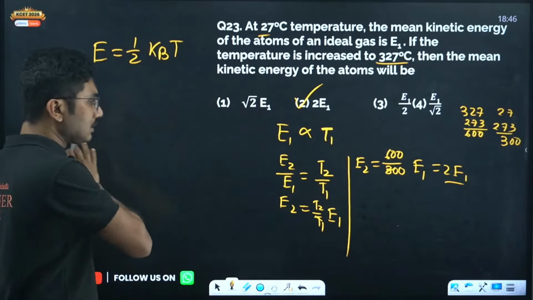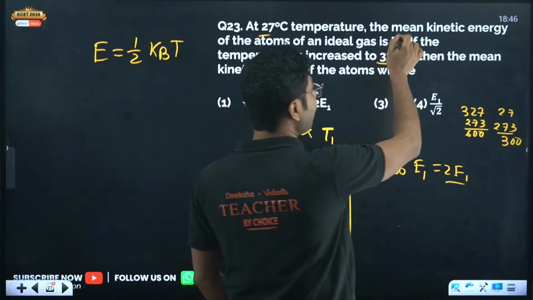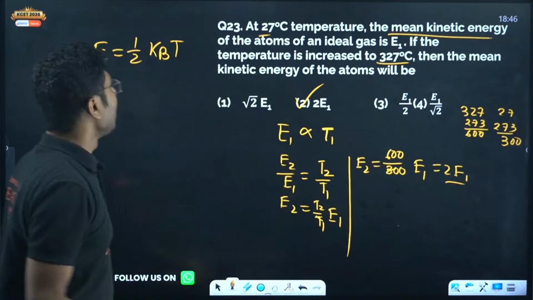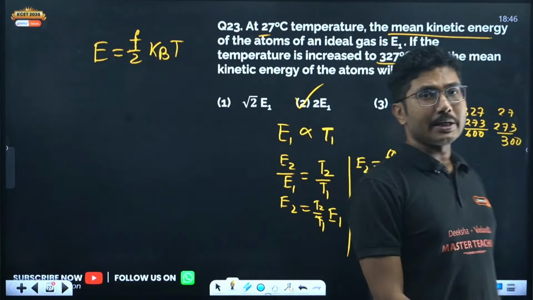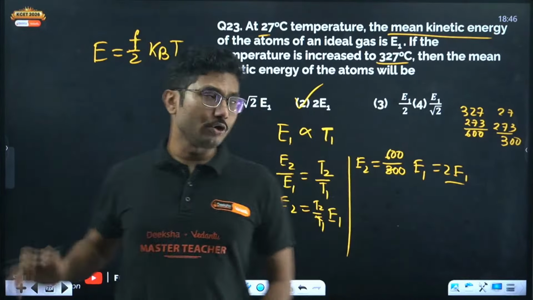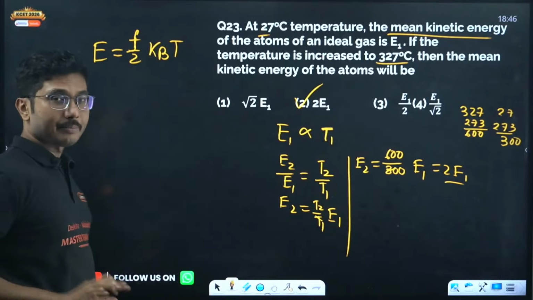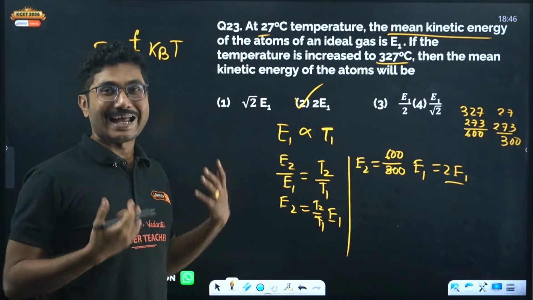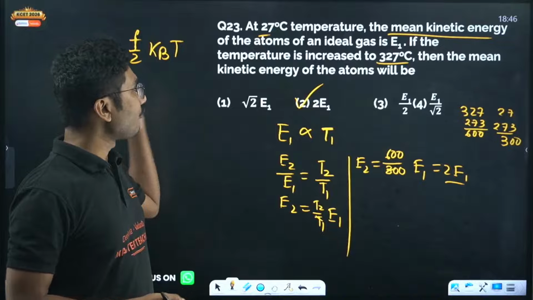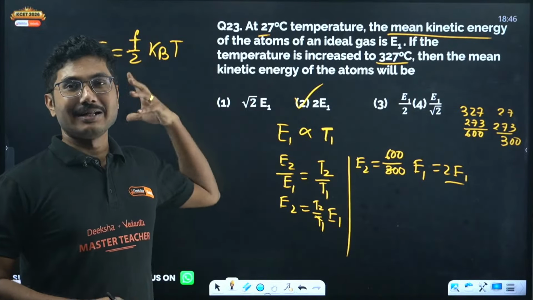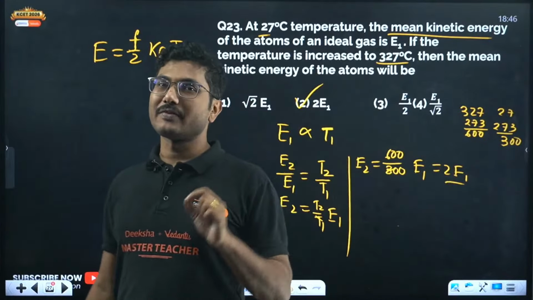It is not root, it is not like that. Here it is given the mean kinetic energy of the atoms, so you have to use the degree of freedom. The degree of freedom is not known here, but don't worry, it will simply be the ratio of the temperatures. You do not need to use the degree of freedom, that will cancel out anyway. So mean kinetic energy and mean energy are the same for a gas molecule of an ideal gas; the energy per molecule per degree of freedom is half kBT.